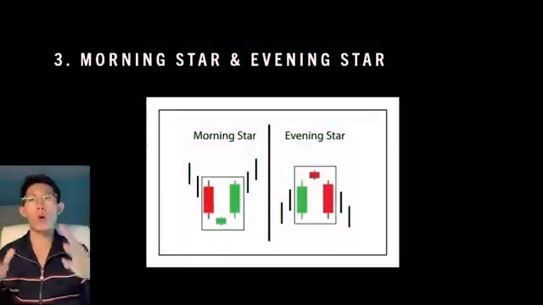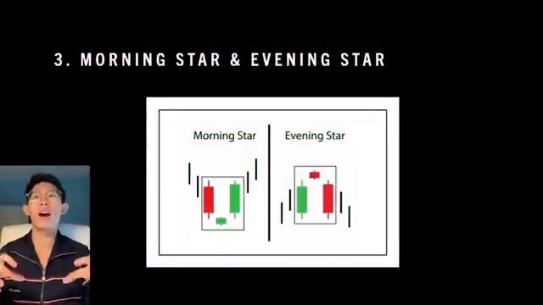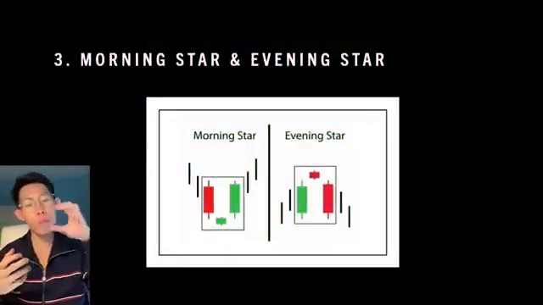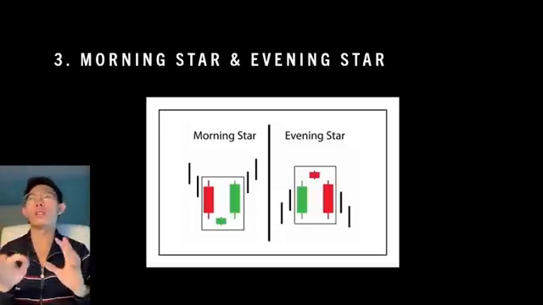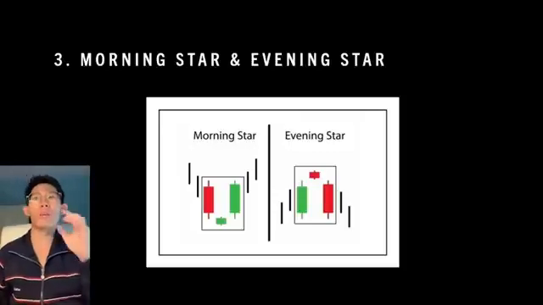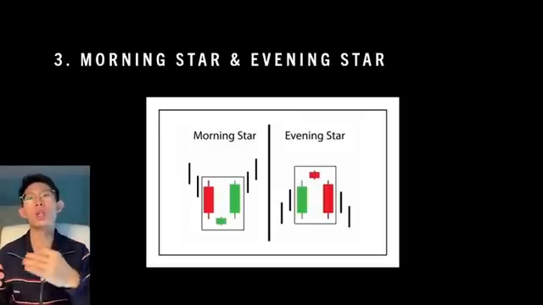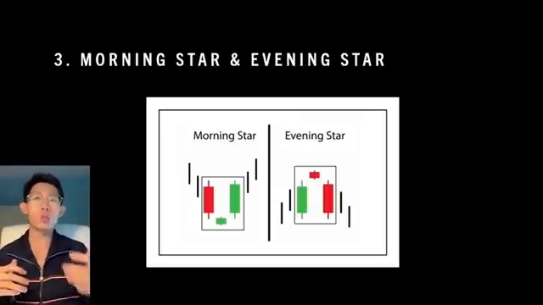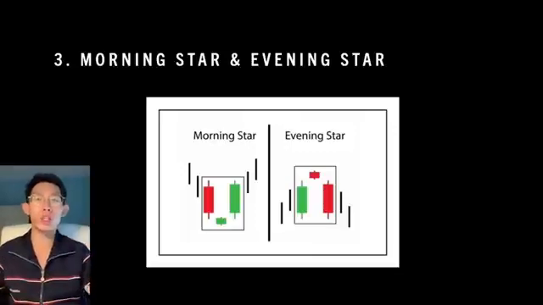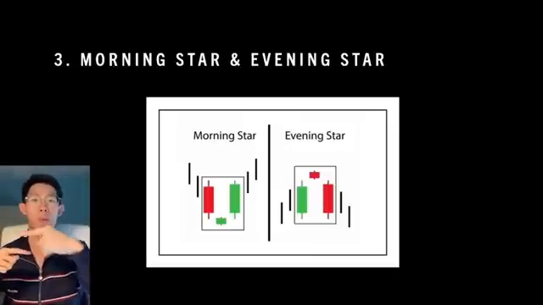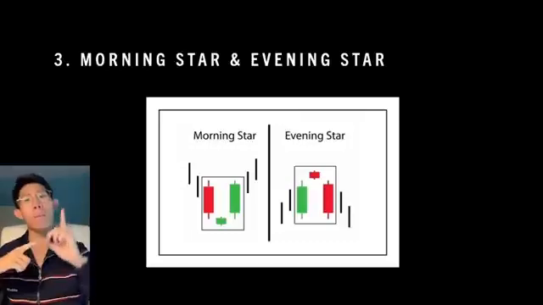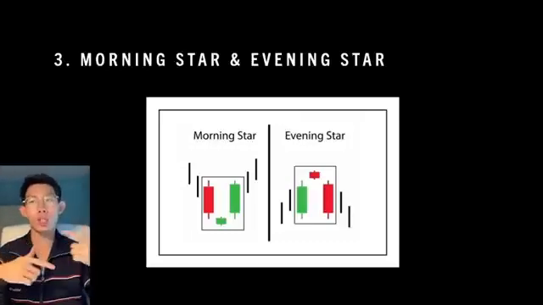Number 3 is your morning star and your evening star. These are one of my most favorite candlestick patterns because they work like, I would say, 90% of the time. The morning star is a bullish 3 candlestick pattern that shows us that price is potentially at the bottom of a downtrend, and this means that price is about to reverse and hit back up in the opposite direction.